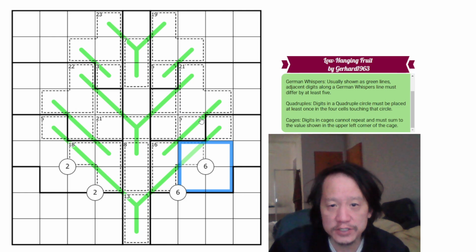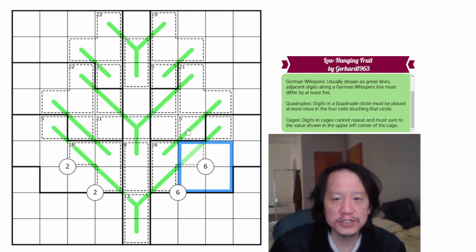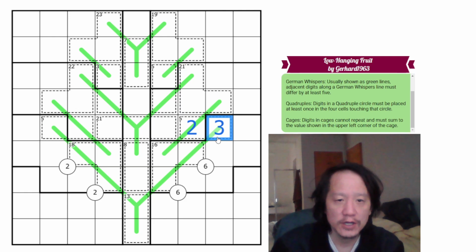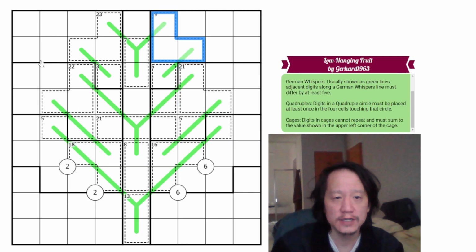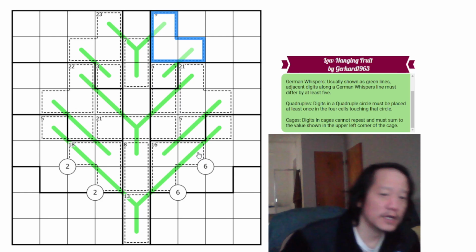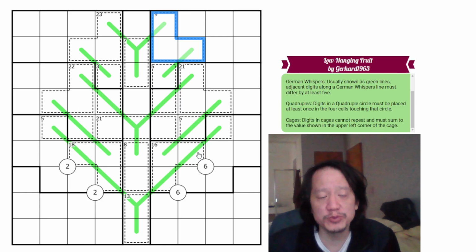Anyways, cages now. Digits in cages cannot repeat and must sum to the value shown in the upper left corner of the cage. So, for example, if this were a 2, this would have to be a 3 to add up to 5. These 3 digits would have to add up to 21. These 3 must add up to 19, etc. And those are all the rules. If you'd like to play along, there's going to be a link in the description.